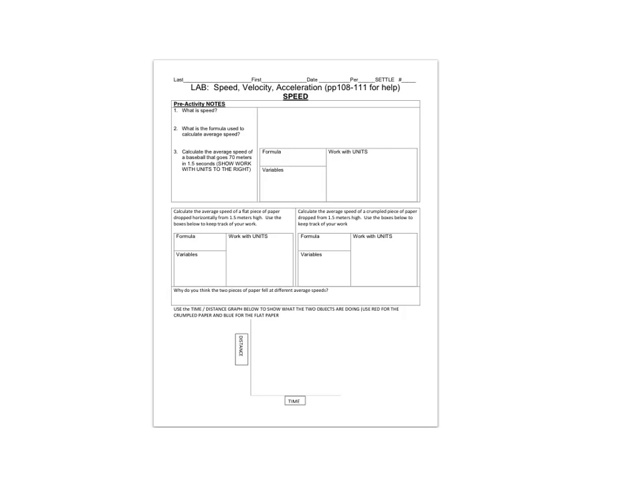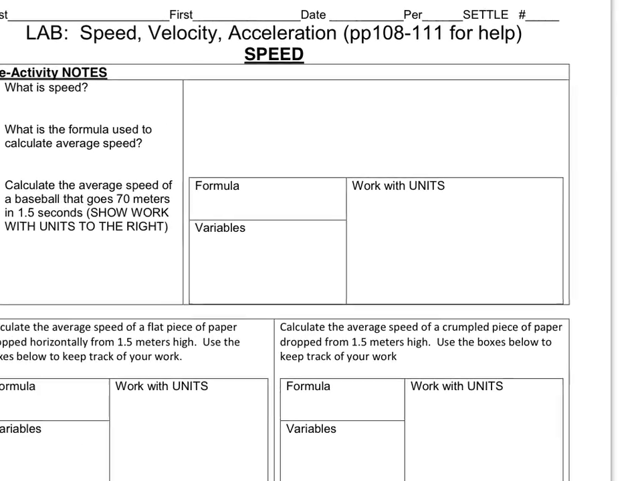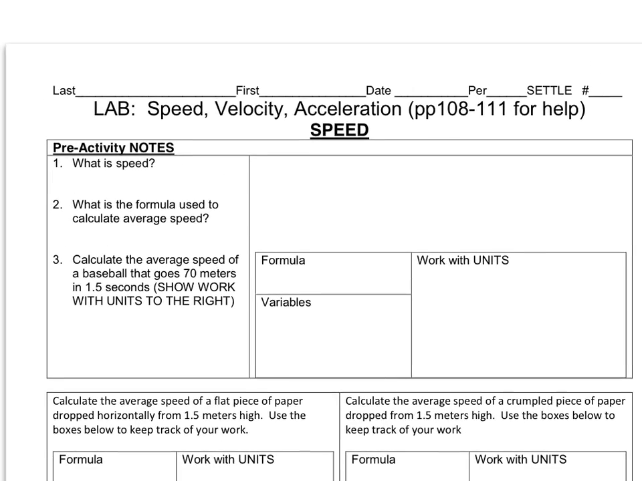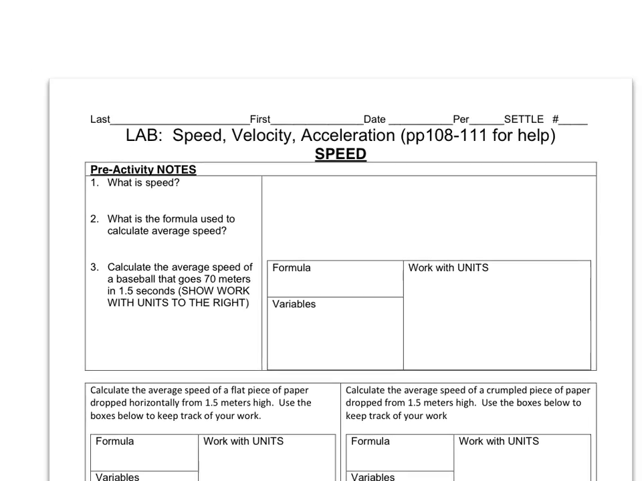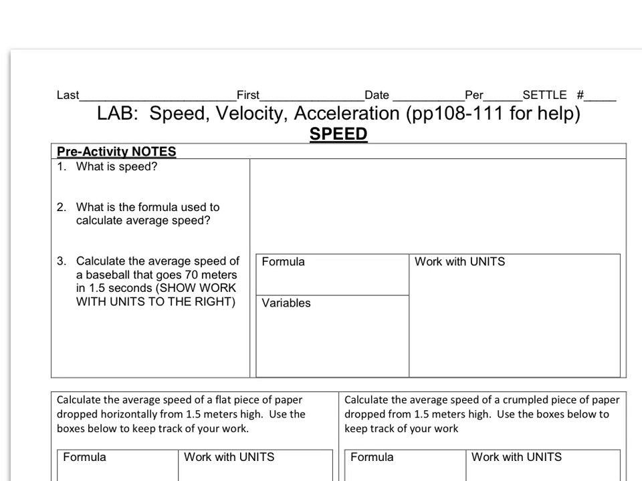So this is the front page of your lab, and you can see it says lab, speed, velocity, acceleration. I actually don't have any acceleration problems in here, but I give you page numbers to help you. And it's set up sort of like Cornell notes to some extent. Your job is to self-explore, using your textbook, your mind and some other resources, what some of these topics are at a deeper level, hopefully, than we've thought about before.